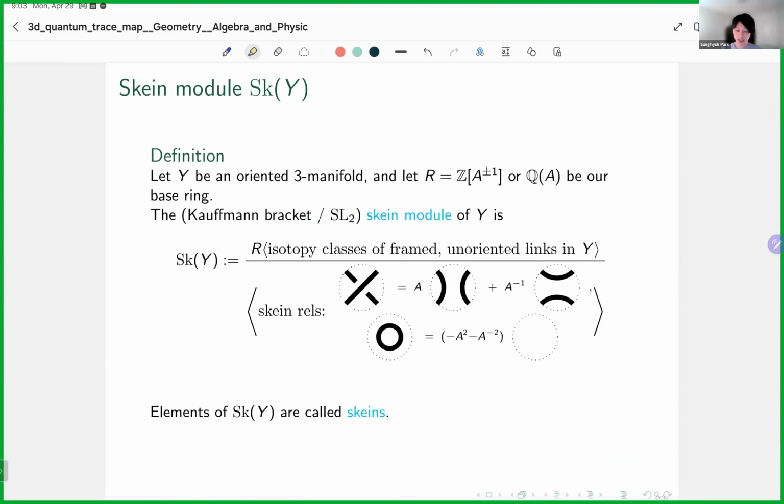So the skein module of a three manifold is the following. Throughout this talk, Y is going to be an oriented three manifold, and let R be our base ring. It can be taken to be either the Laurent polynomial ring in one indeterminate A, or rational functions in A. So just some base ring that has an indeterminate symbol A. Then its Kauffman bracket skein module, or SL2 skein module, is defined in the following way.